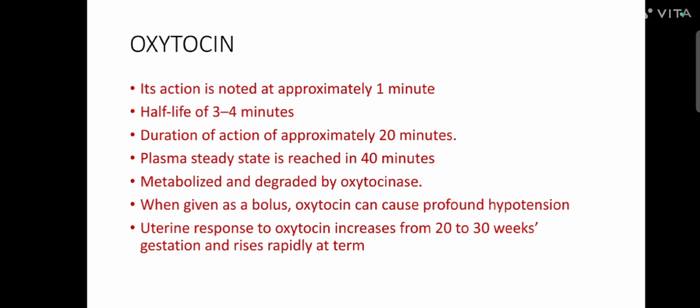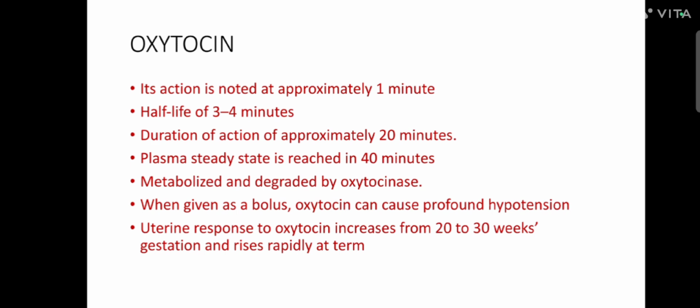When given as a bolus, you should be very careful, as it is going to cause profound hypotension. Uterine response to oxytocin increases from 20 to 30 weeks of gestation and rises rapidly at term. During the early stages, the uterus will not respond to oxytocin action, but from around 20 weeks, the 5th and 6th month onwards, the oxytocin receptors slowly keep increasing in the uterus.